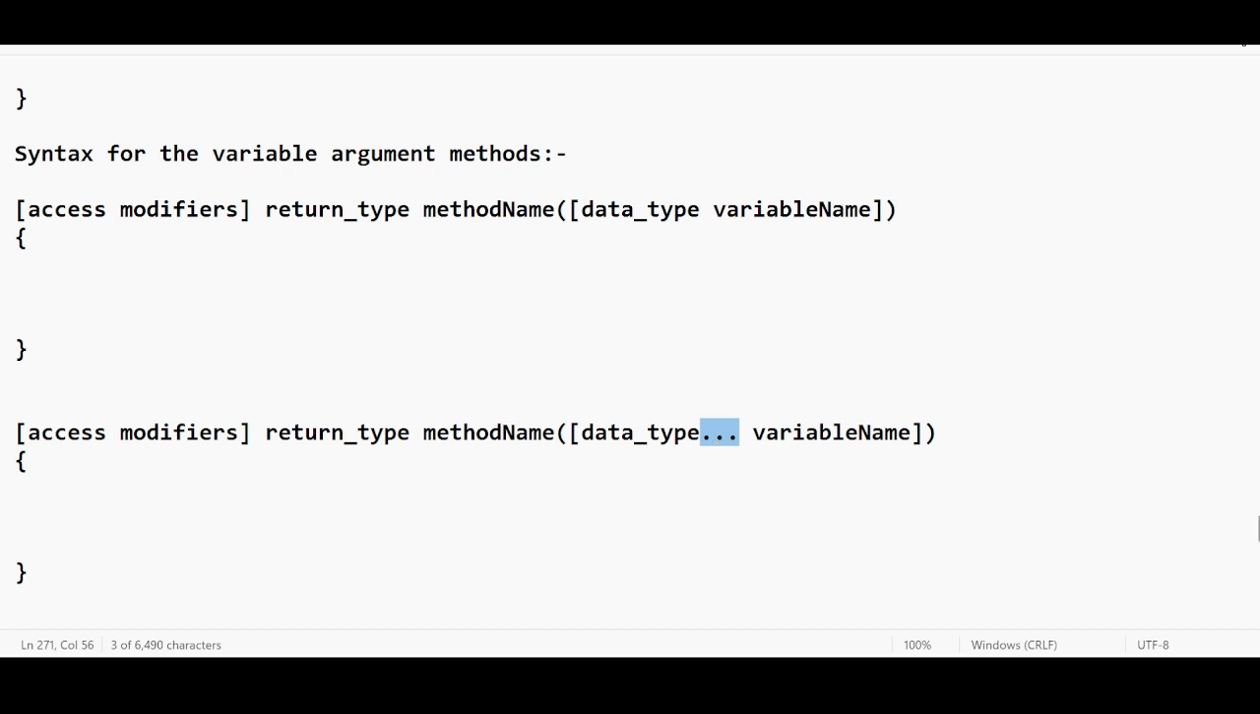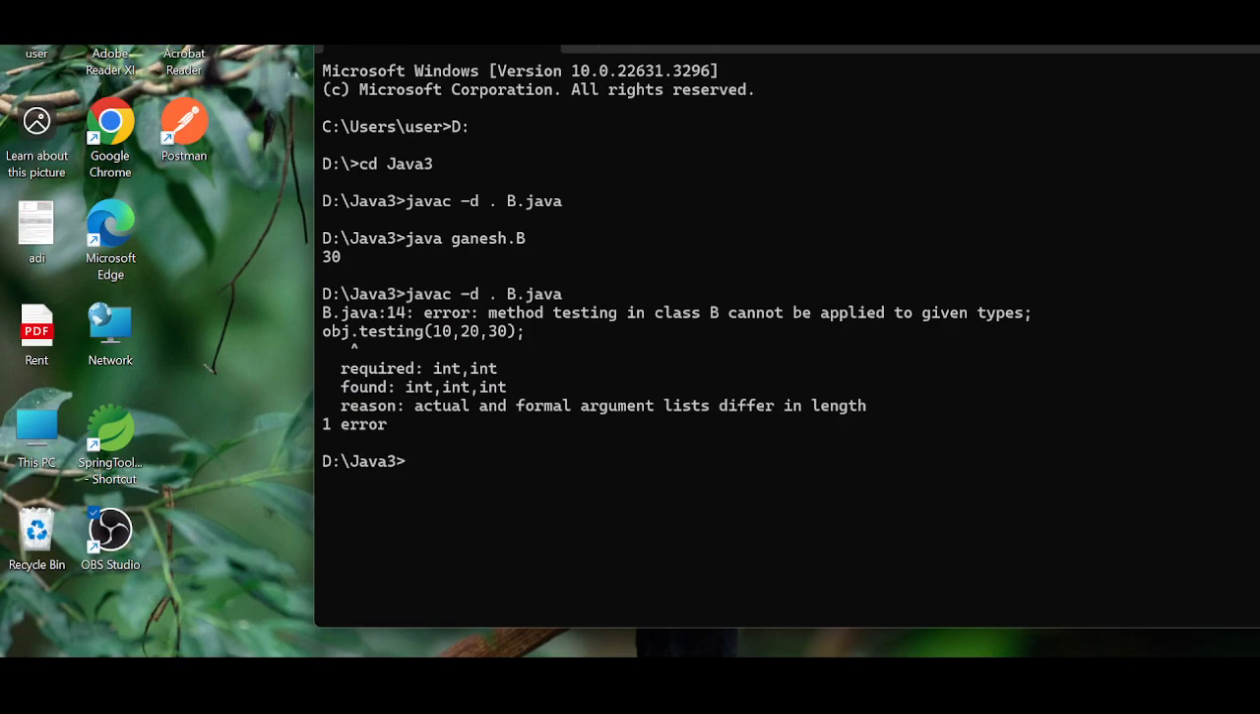For an ordinary method, just the data type will be there. For a variable argument method, along with the data type, it is also going to have the three dots. You cannot use four dots or two dots. It should be three. It should not be less than three or more than three. Okay, let us understand this with an example.